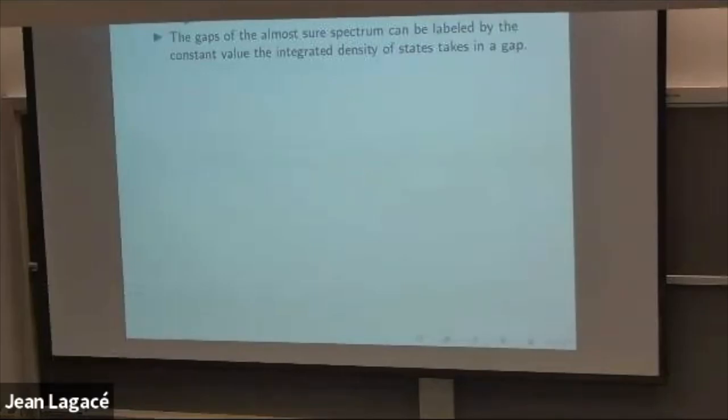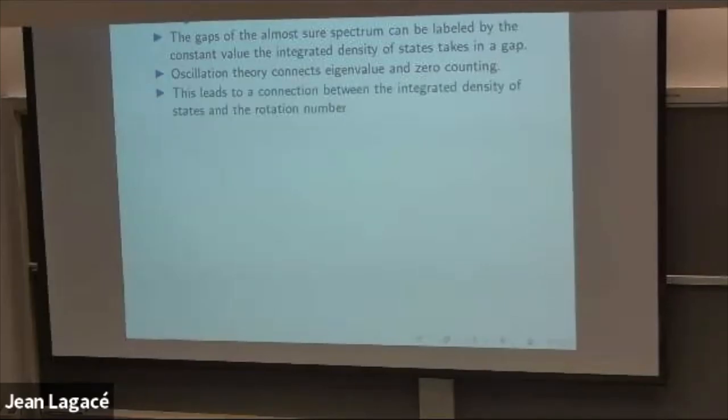So the gaps of the almost sure spectrum can be labeled by the constant value of the IDS in the gap. Oscillation theory connects eigenvalue and zero counting. I haven't told you zeros of what, but I will explain that. So once you say, I want to take this correspondence seriously, then you know that the eigenvalue counting, of course, is related to the IDS. That was two slides ago. And this zero counting really is related to the so-called rotation number, which also is a fundamental object in this general theory of these operators.